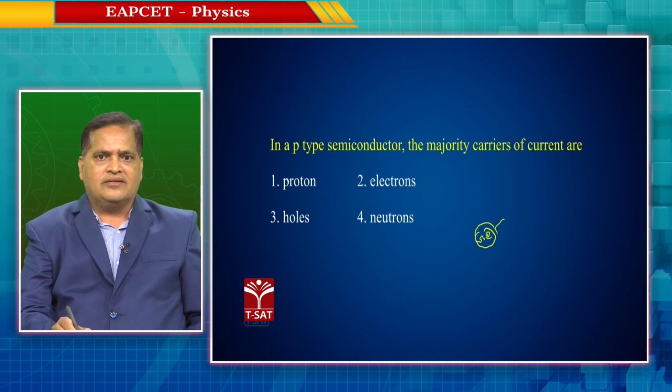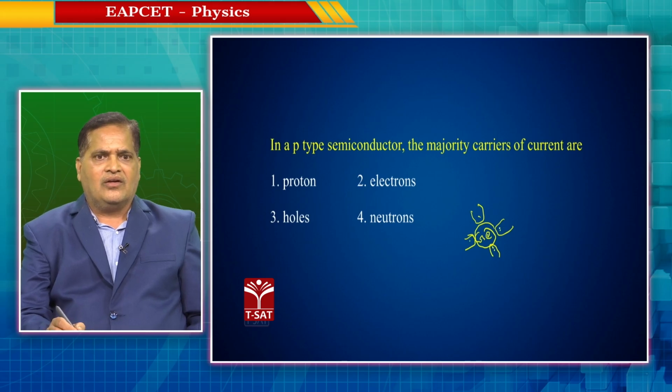In germanium, on the outer side, how many electrons are there? 4 valency electrons are there. 1 2 3 4 valency electrons are there, okay.